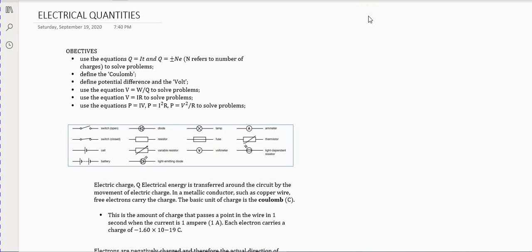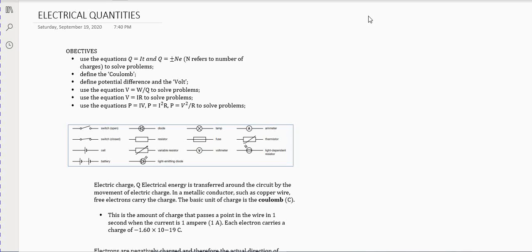Now, this is the Unit 2 aspect of CAPE physics. So, to begin this lesson, we want to look at electrical quantities, right? And throughout the duration of this lesson, we will look at the following objectives.